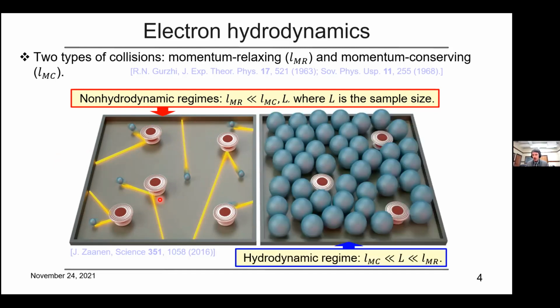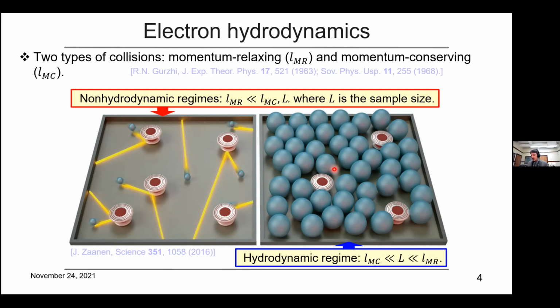In the 1960s, however, Gurzhi conceived that it is possible to have a regime where electrons interact strongly and form something that is reminiscent of a fluid, an electron fluid. Such a fluid flows through the sample and relaxes its momentum mainly due to scattering at the boundaries. In this case, the current profile of such a fluid is reminiscent of that of a fluid that flows through pipes. We know this Poiseuille regime of current flow, for example.